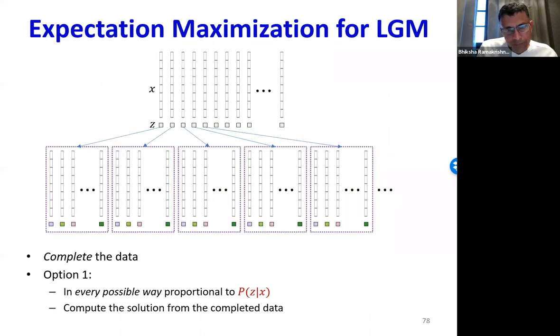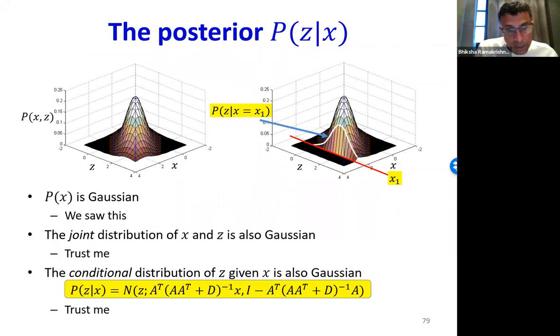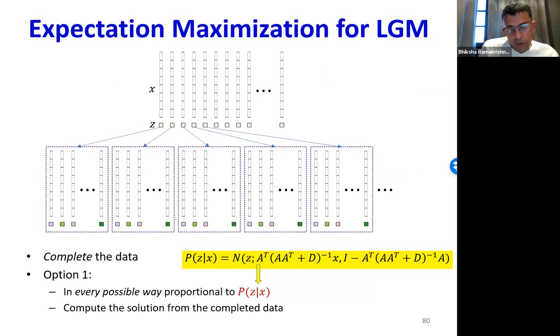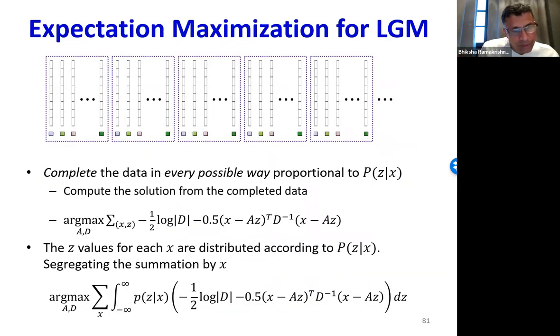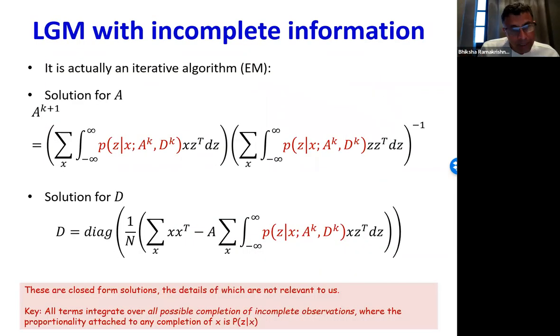The observations are incomplete. And so you're going to complete the data in every possible way according to P of Z given X, for which, in this case where everything is linear, we have a Gaussian formula for the posterior probability. We can use that in my formulae and work through the arithmetic again. I'm not going to spend any time on the formulae.